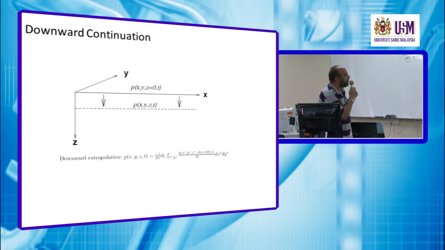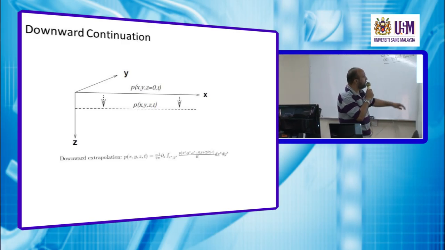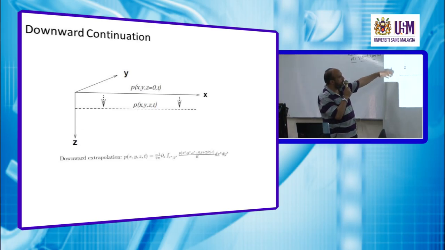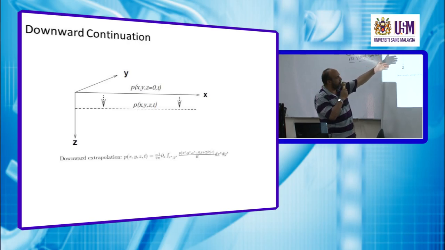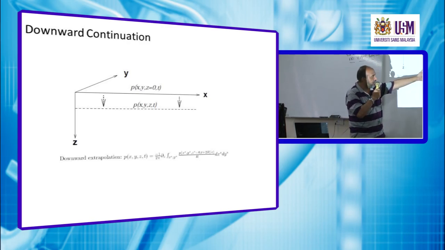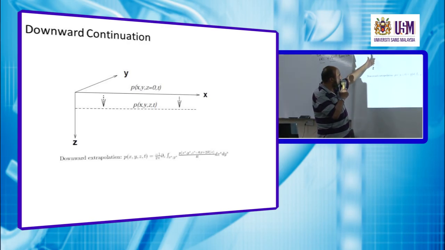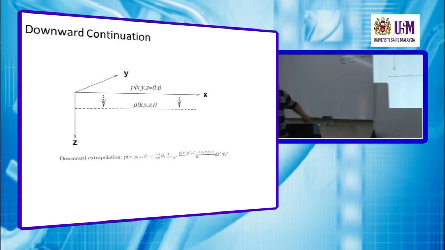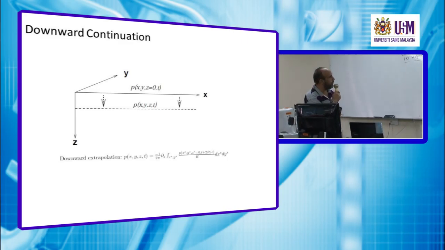Here is how the downward extrapolation is done. We are deriving the relation in terms of the z direction. And these are the increments we are incrementing, or we are measuring, the differentiation here.